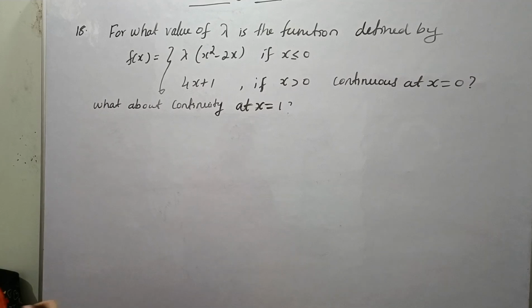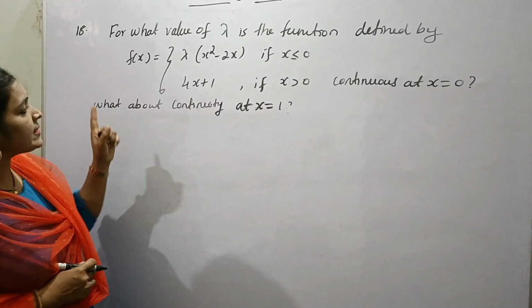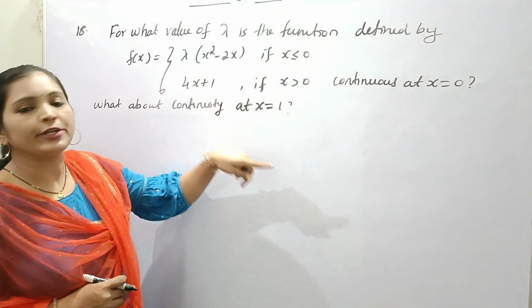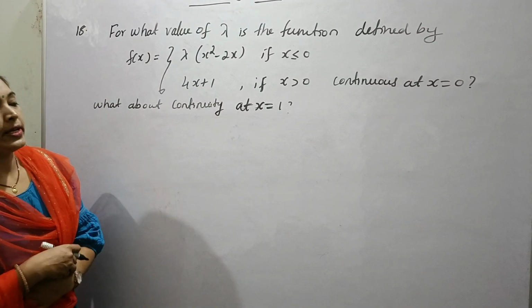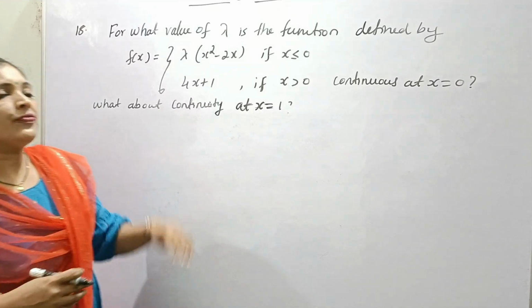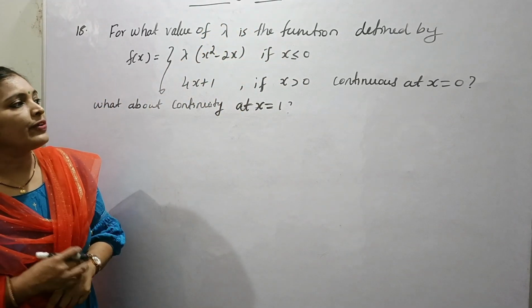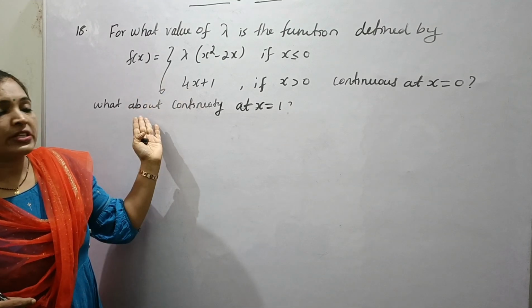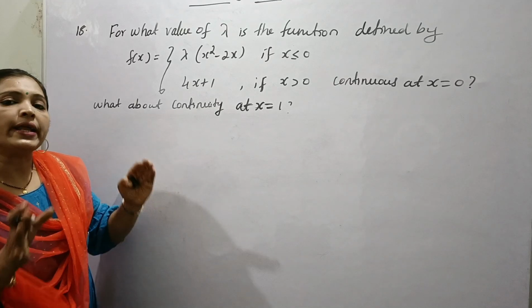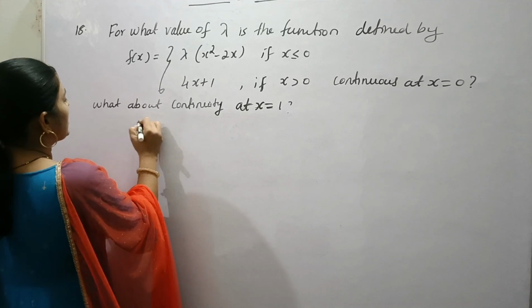For what value of lambda is the function defined by f of x is equal to lambda into x square minus 2x if x is less than or equal to 0, and f of x is equal to 4x plus 1 if x is greater than 0, continuous at x equal to 0? What about continuity at x equal to 1? Two questions are here. First one: if the function is continuous at x equal to 0, what is the value of lambda? We know that if the function is continuous at x equal to 0, the left hand limit and right hand limit of the function at x equal to 0 are equal, right? So first of all, let's find the left hand limit and right hand limit.